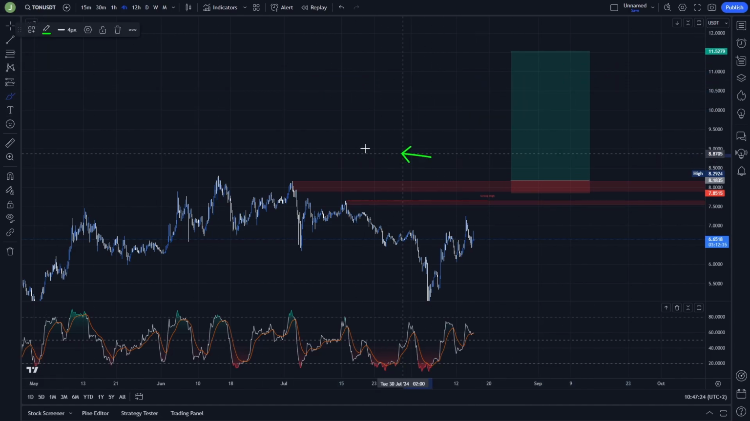So yeah, once you take some of the profits, you can, for example, move your stop loss to entry or to a break even, so you can't turn your profitable position into a loss.